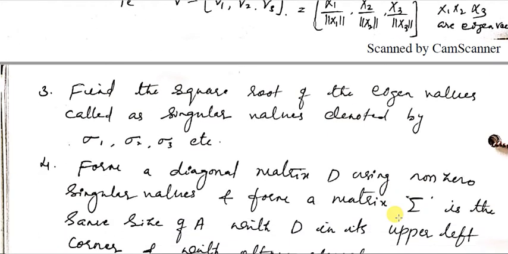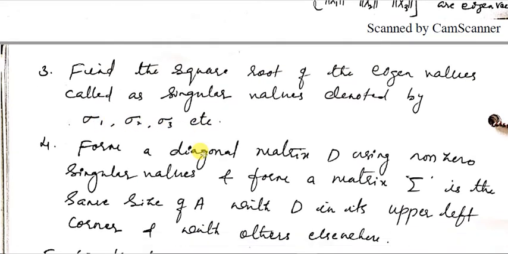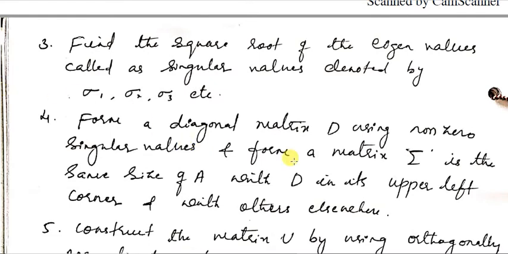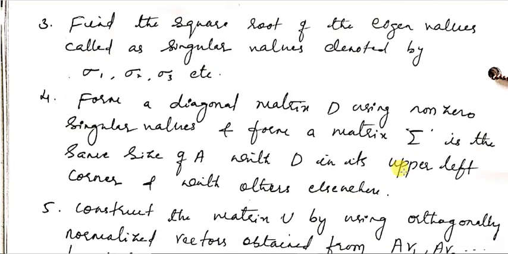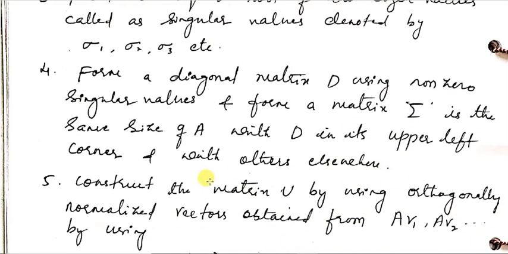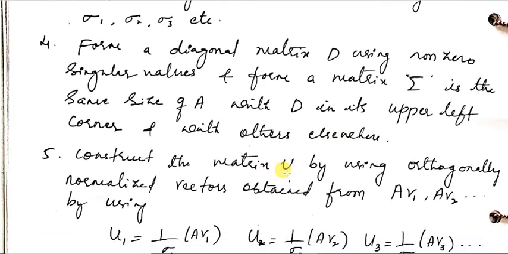Next, we have to find the square roots of the eigenvalues, called the singular values, which are denoted by sigma 1, sigma 2, sigma 3, etc. Next, we have to form a diagonal matrix D using the non-zero singular values, and form a matrix sigma which is of the same size as A, with D in its upper left corner and zeros elsewhere.